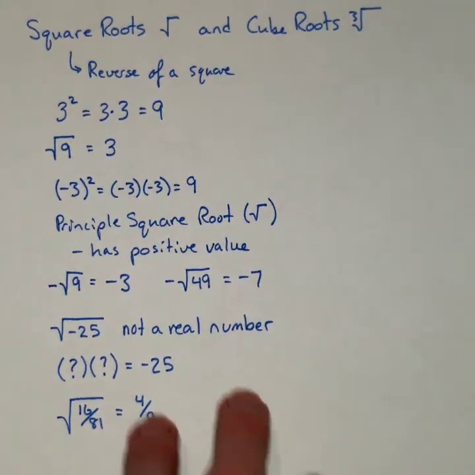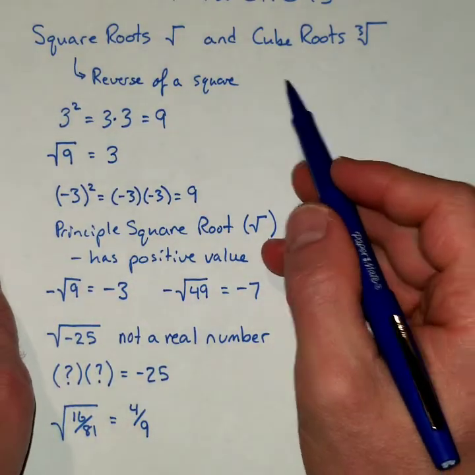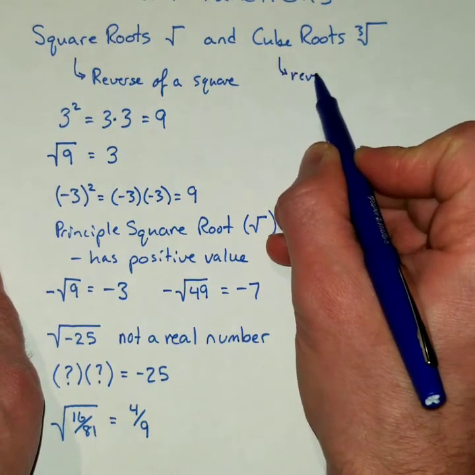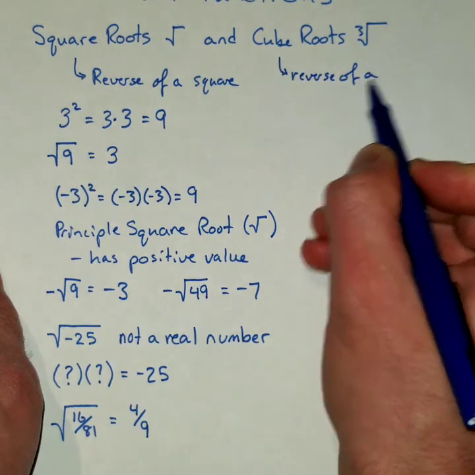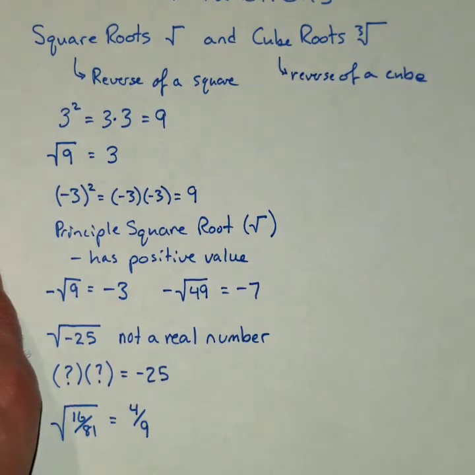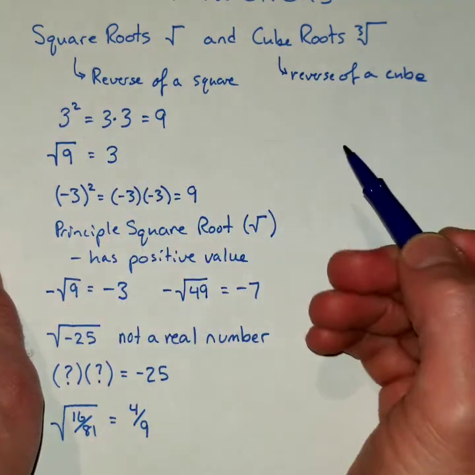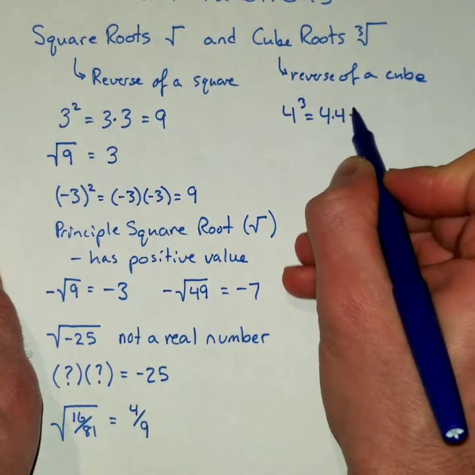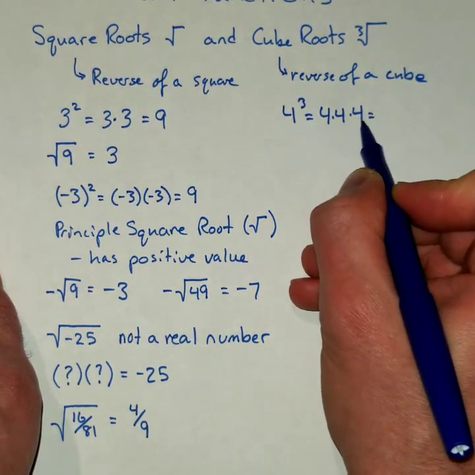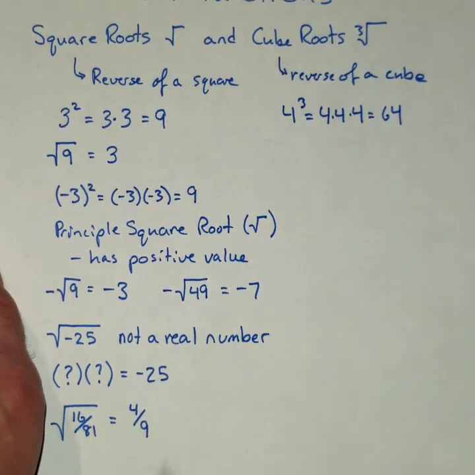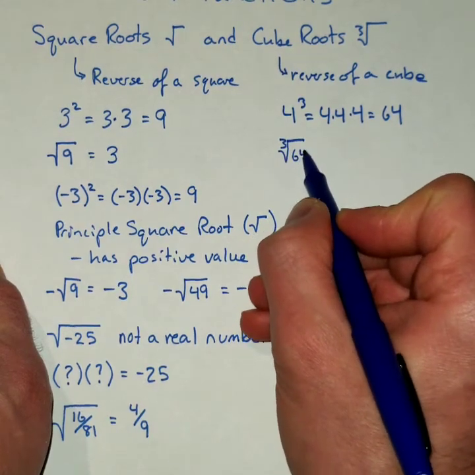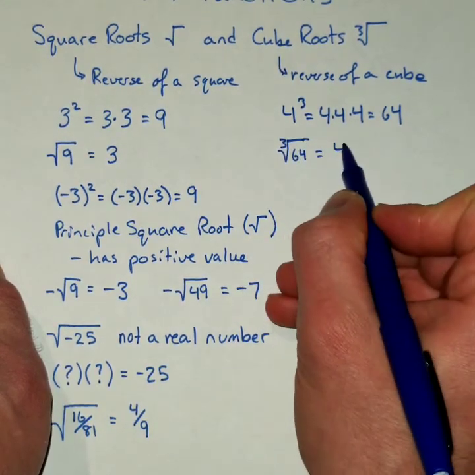Now with cube roots, it's a little different. It's a similar idea though. It's the reverse of a cube. And similar idea though, you're just going to be cubing everything. So like 4 to the third is 4 times 4 times 4. 4 times 4 is 16, times 4 is 64. And so that means the cube root of 64 is going to be 4.